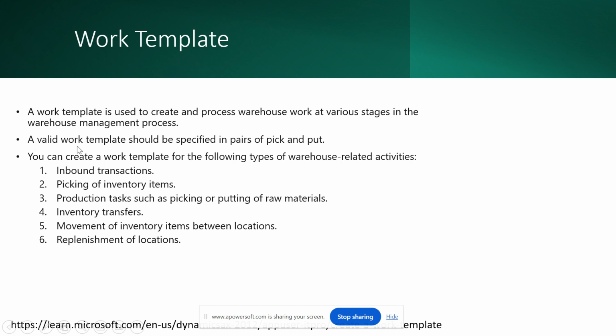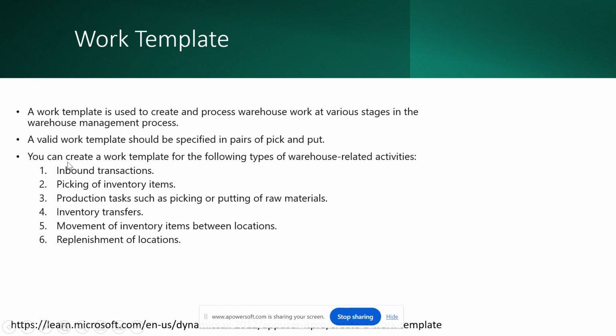And number two is a valid work template should be specified in pairs of pick and put. So let's say if you were specifying a work for a sales order, you need to ensure that if your work template is valid, you need to have a valid pick and put pair. If you have two picks, you should have two puts. If you have three picks, you should have three puts. So that makes a valid pair, right? So you should always remember, this is very very important, that you need to provide a valid work template. Otherwise your work template will be invalid and you will not be able to generate the work.